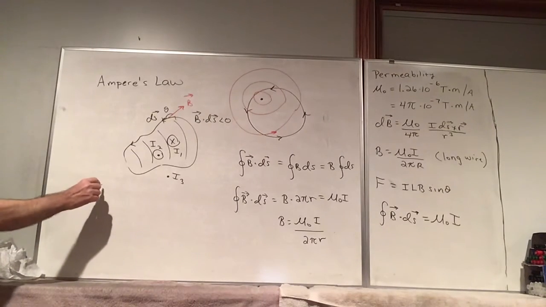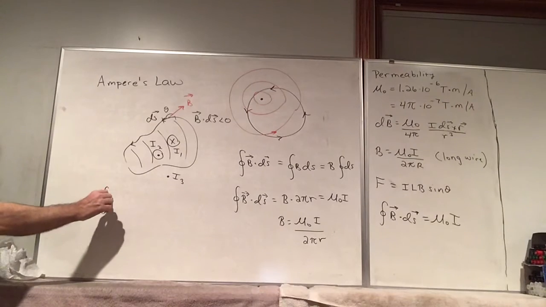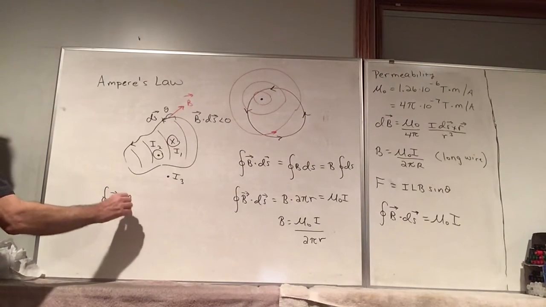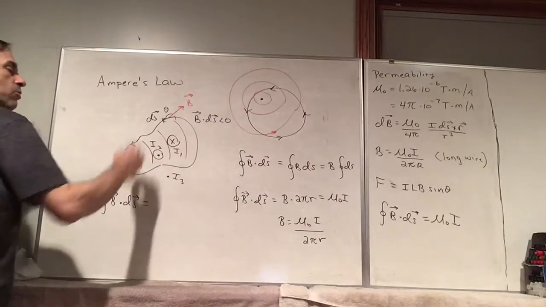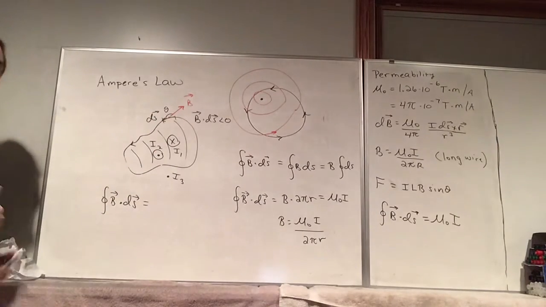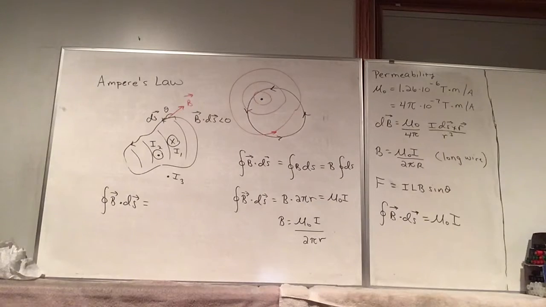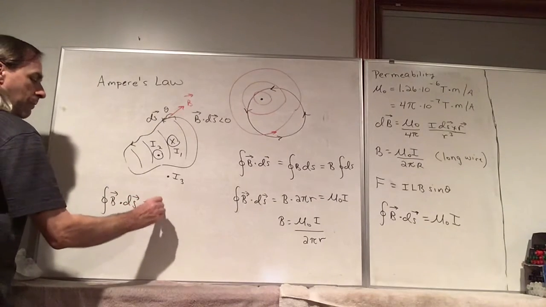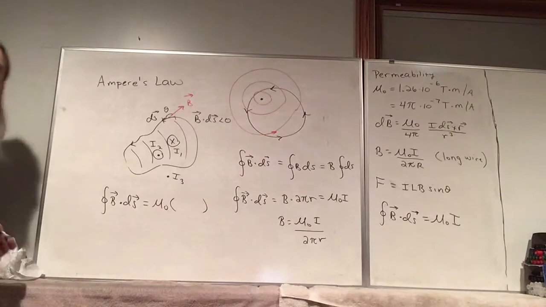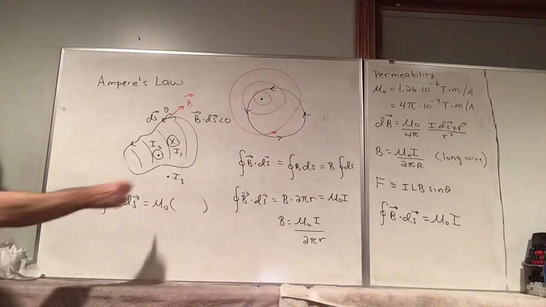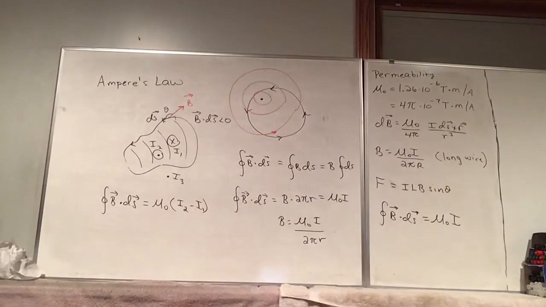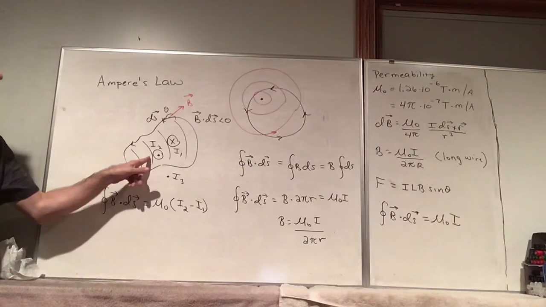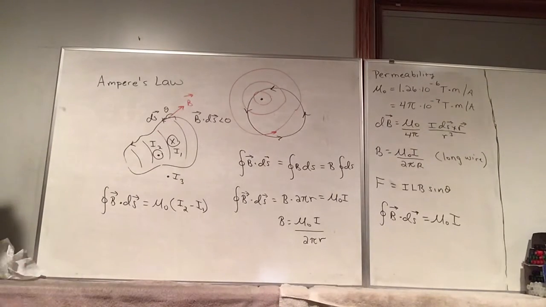Well, we have the integral of B dot ds. Now again, we decided to define our curve to be going counterclockwise, so out of the board is our positive direction. And so this is equal to mu naught, and I'm going to write I2 minus I1, because out of the board is our positive direction. I2 is coming out of the board. I1 is going into the board.